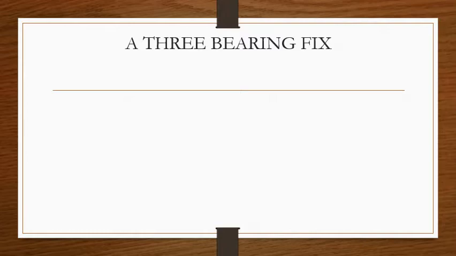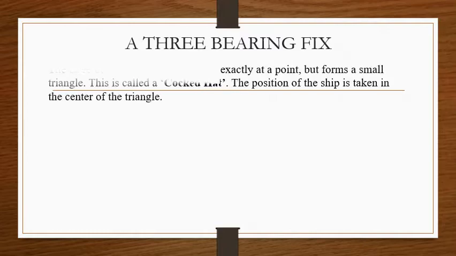Our next concept that we're going to look at today is a 3 bearing fix. The 3 bearing fix often do not cross exactly at a point but form a small triangle. Sometimes they will cross exactly at a point, sometimes they will form a triangle. When they form a triangle, this is called a cocked hat. The position of the ship is taken in the center of the triangle.